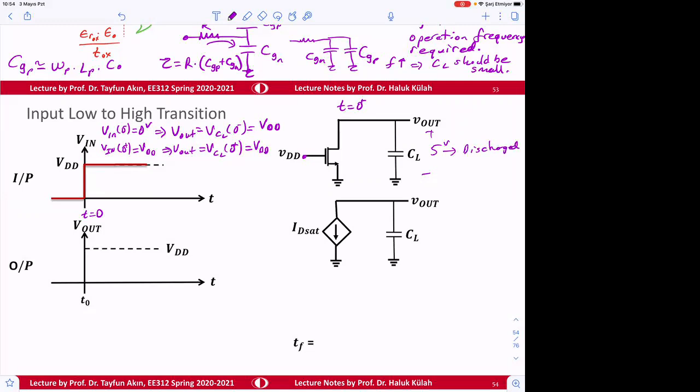How is it going to be discharged? Through here. So the discharging current is going to be initially IDS SAT. Okay, so we can use here the equation.